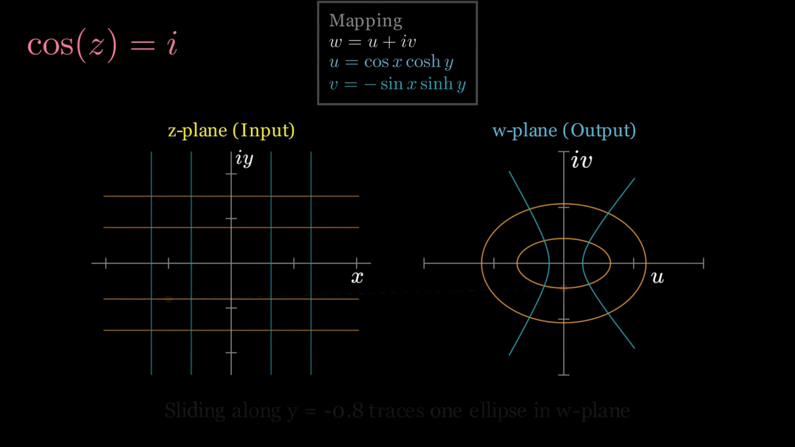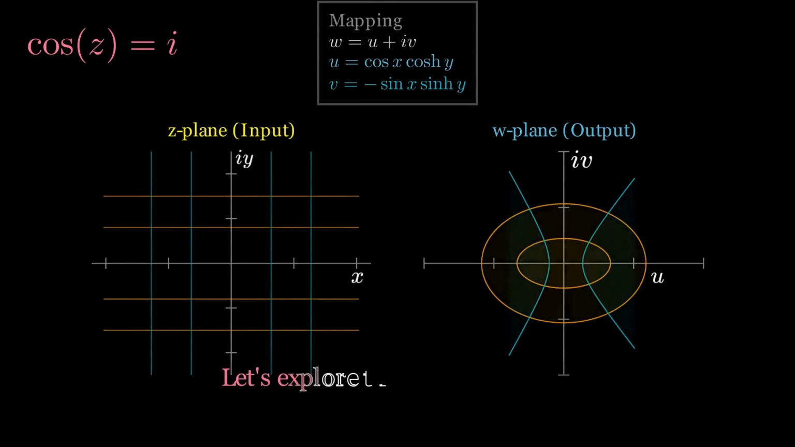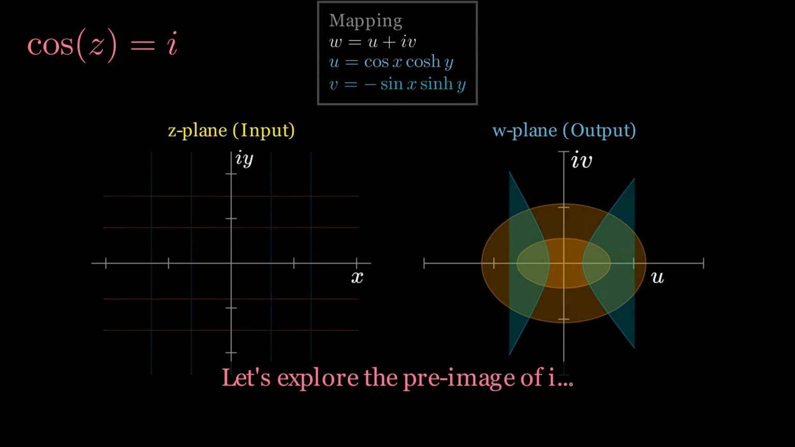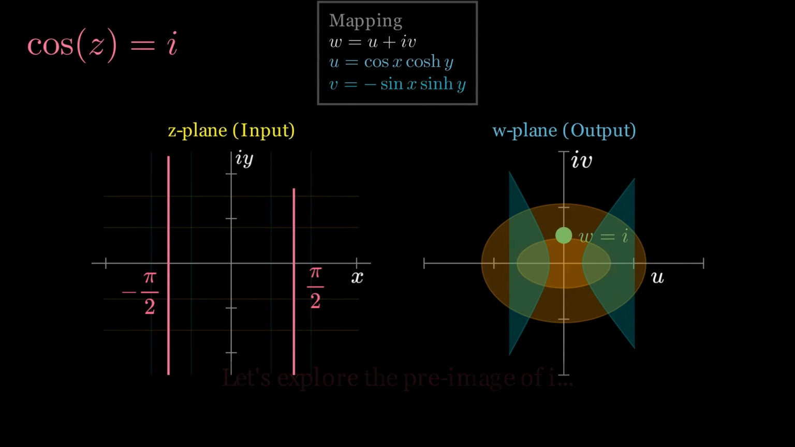Now we can finally target our goal. The point we want in the w-plane is w equals i. That's right here at 0 plus i. So the question becomes, which points z map exactly to that target? Let's explore the preimage of i. We scan across different x values in the z-plane, looking for where the mapping can land on u equals 0 and v equals 1 at the same time.